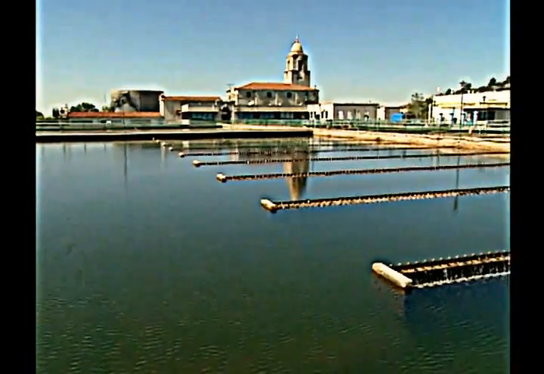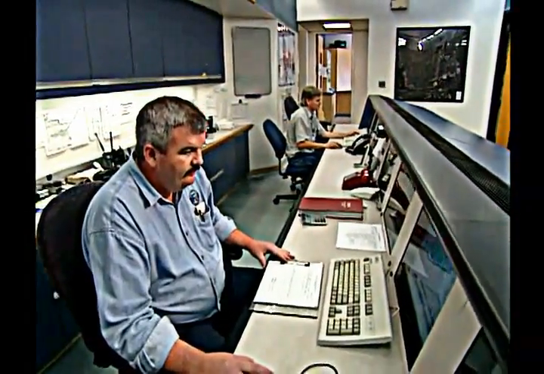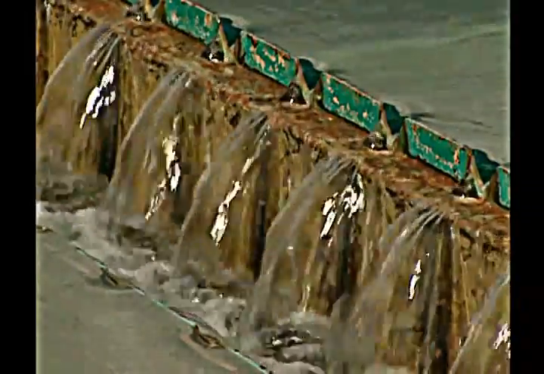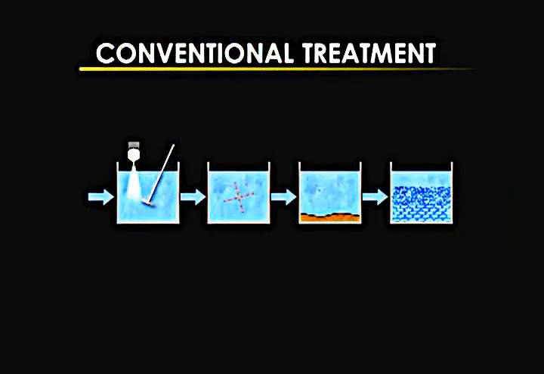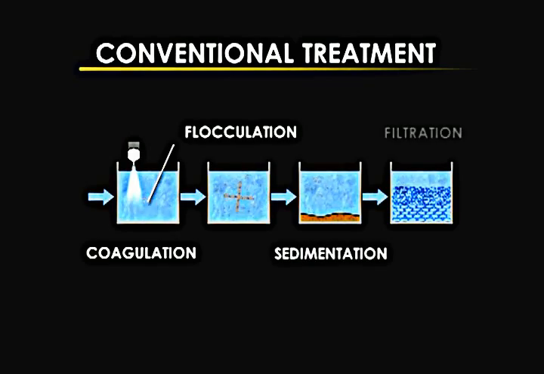Because of the aesthetic and public health problems associated with turbidity, water utilities pay close attention to turbidity levels in finished water. The most common method of removing turbidity is called conventional treatment, which is a combination of coagulation, flocculation, and sedimentation, followed by filtration. Coagulation and flocculation agglomerate turbidity into larger, heavier particles that can then be more easily removed by sedimentation and filtration.